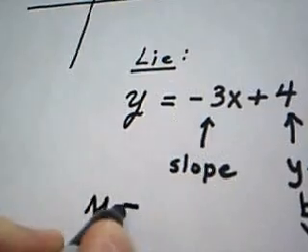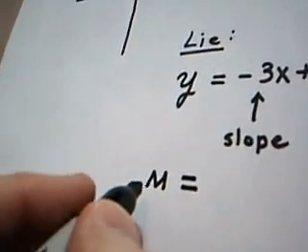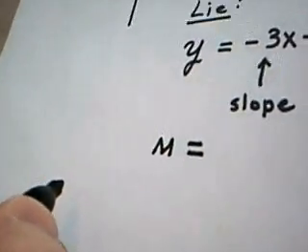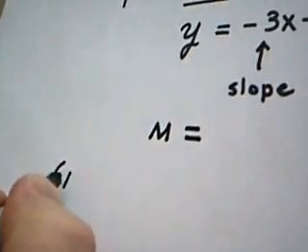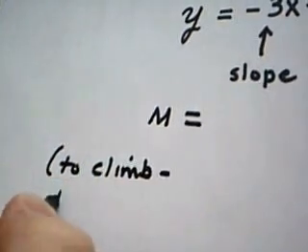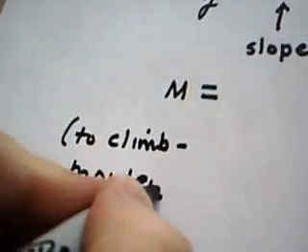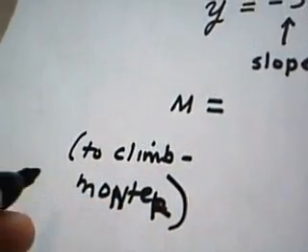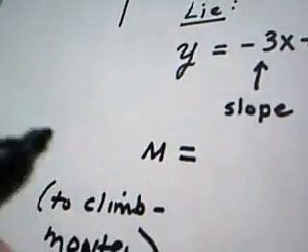Remember the letter M used to represent slope. An interesting note, the reason it's the letter M, just sort of a side comment, in French, the verb for to climb is the verb monter, M-O-N-T-E-R. M-O-N-T-E-R is the French verb for to climb. That's where the M comes from in slope.